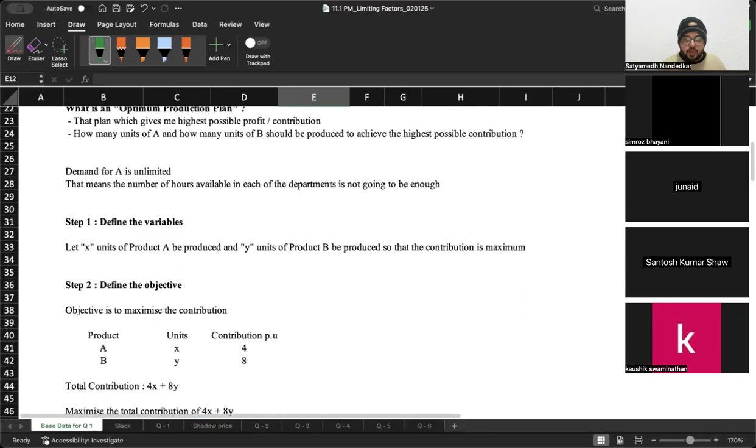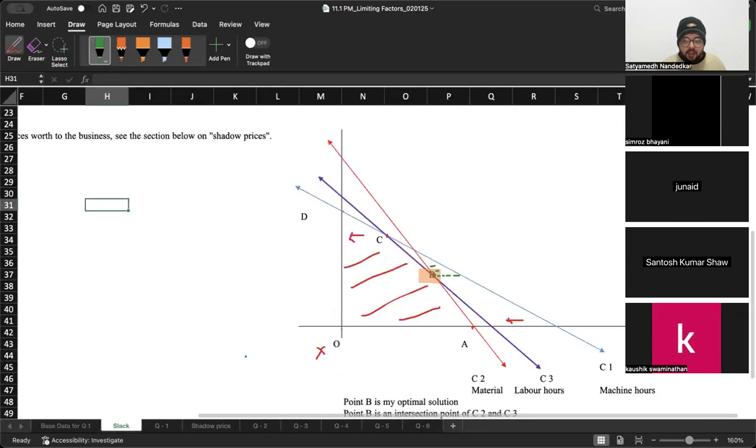What are the two resources that are fully used up? Say in this case, C2 and C3 are fully used up. That means now there is no unused capacity in this resource. At this particular production level, which is some units of X and other units of Y, we'll have a specific contribution which for us is the optimum contribution.